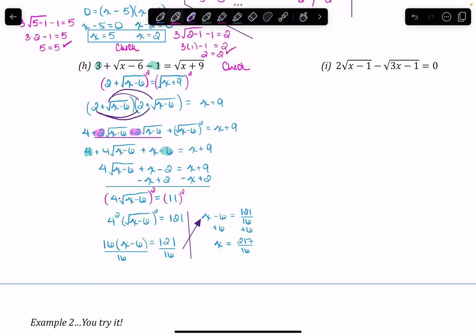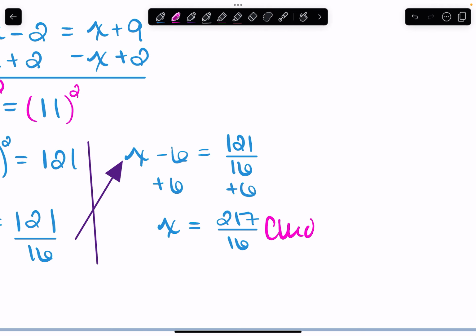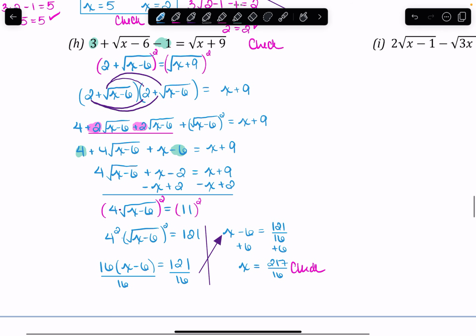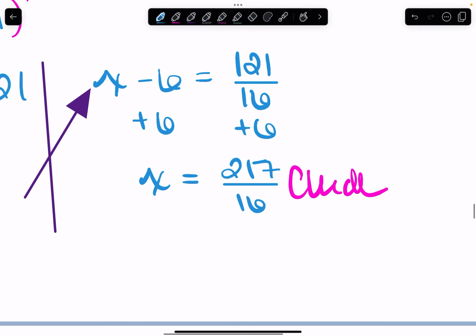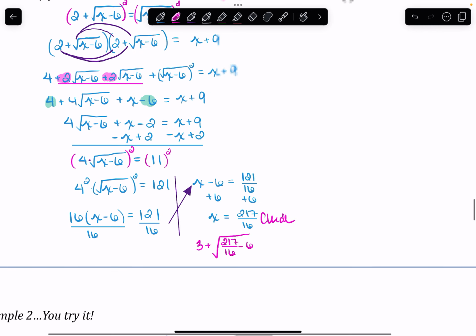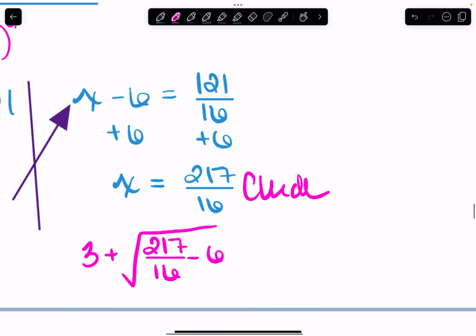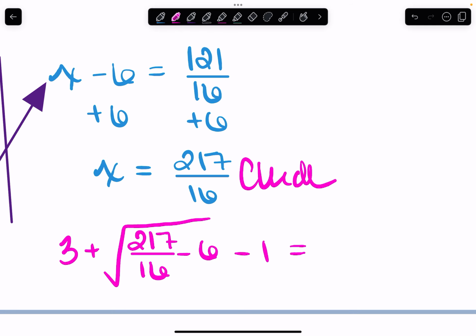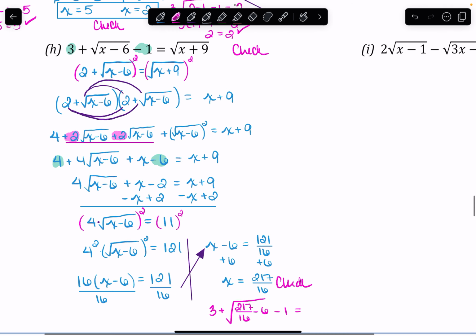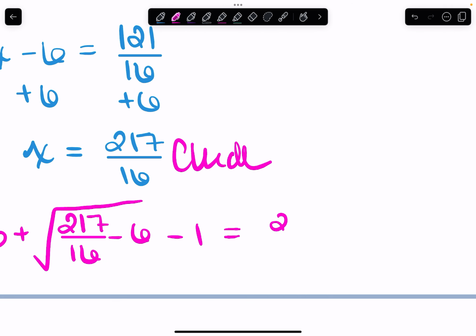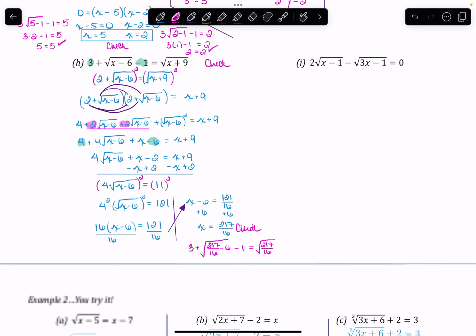All right, so we have to check. 3 plus the square root of x minus 6. So 3 plus the square root of x minus 6 under the square root. You've got to copy it exactly. Minus 1 equals something. The square root of x plus 9, with x equal to 217 over 16. Plus 9.